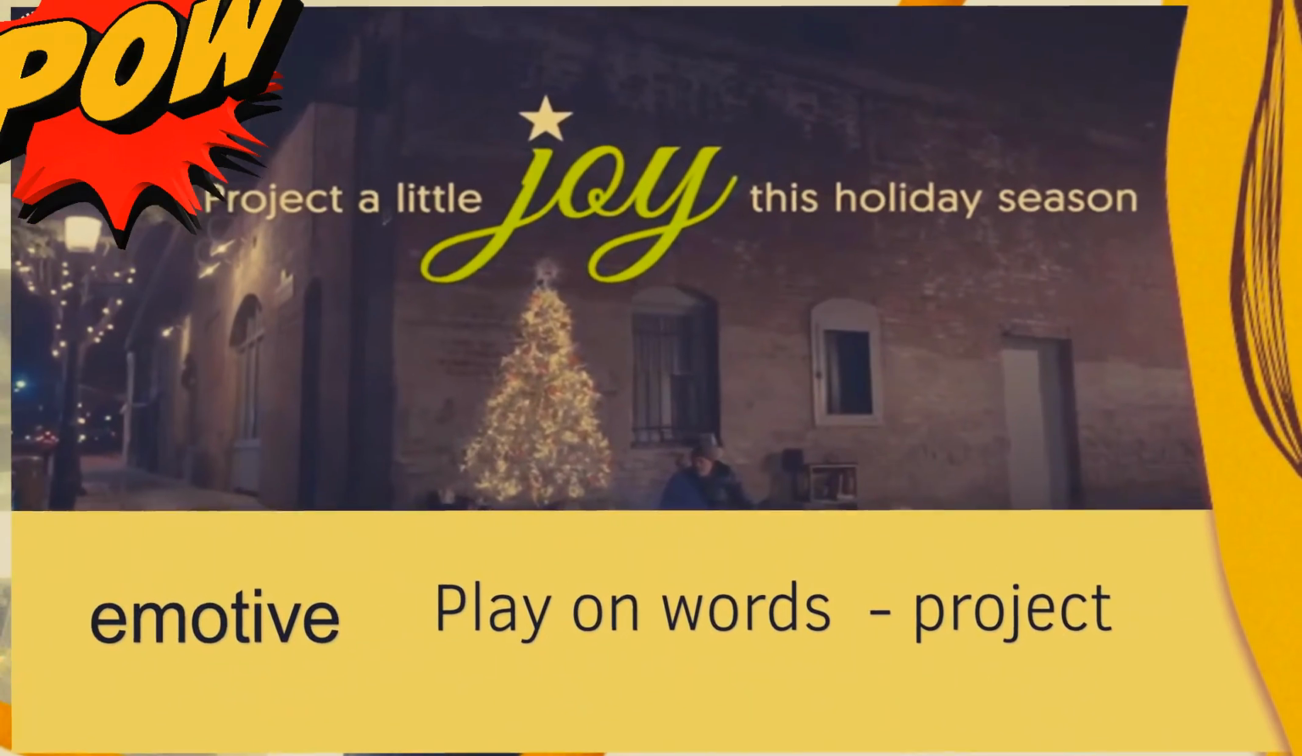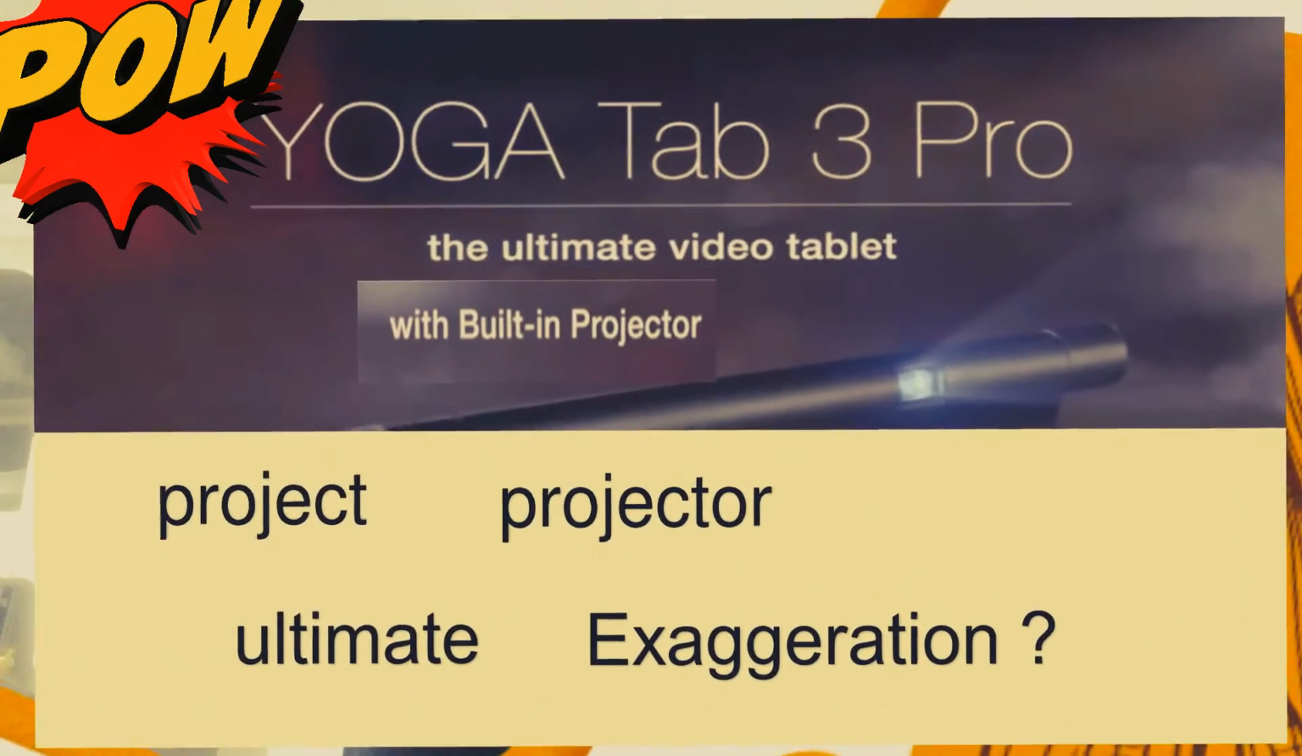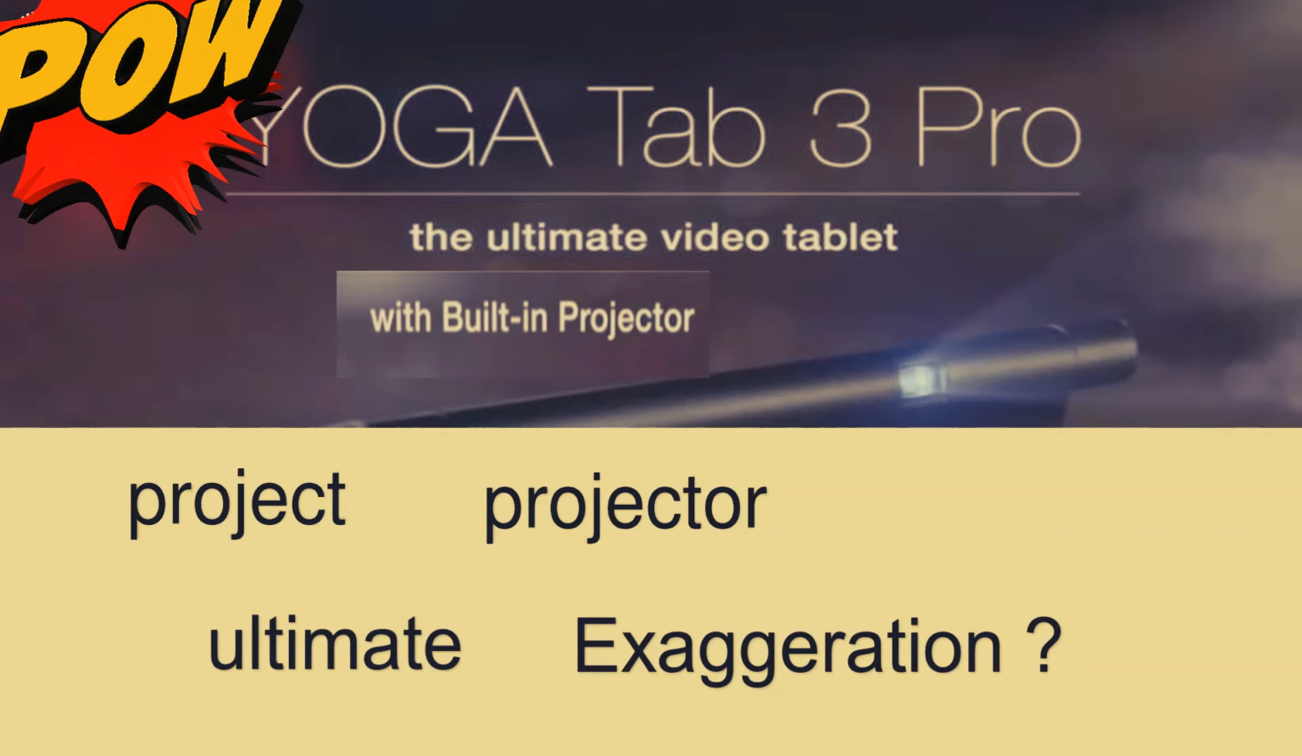"Project a little joy." Let's get some of that joy out to other people. That's also important when you think about the fact that the product being advertised has a built-in projector. So a little play on words there, "project" and "projector." And also the use of the word "ultimate," because that grabs us, doesn't it? Ultimate video, I really need to have the ultimate one. Is that a bit of exaggeration? You have to decide when you look at the language, how is that being used?